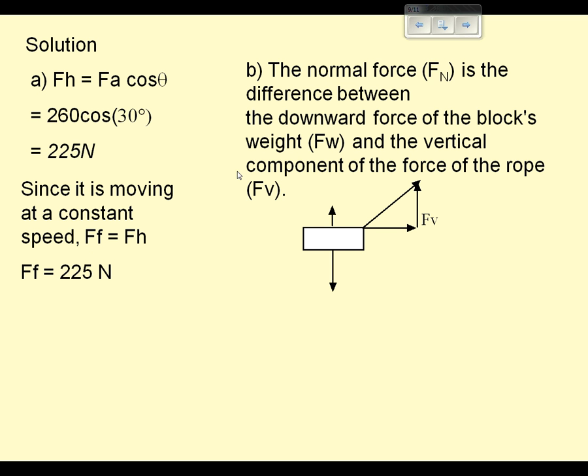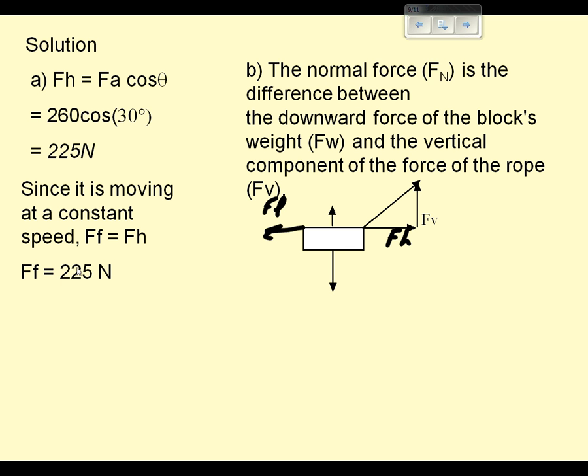Oh, I forgot about this. I think I got these animated in the wrong order. Since it's moving at a constant speed, Ff is equal to Fh, because the Fh and the Ff are the same. How do I know they're the same? Constant speed, right? They're balanced. Net force is 0, acceleration is 0. So that means the friction force is also this 225.